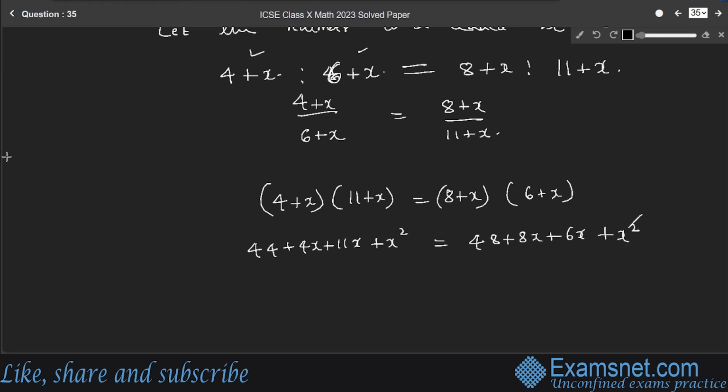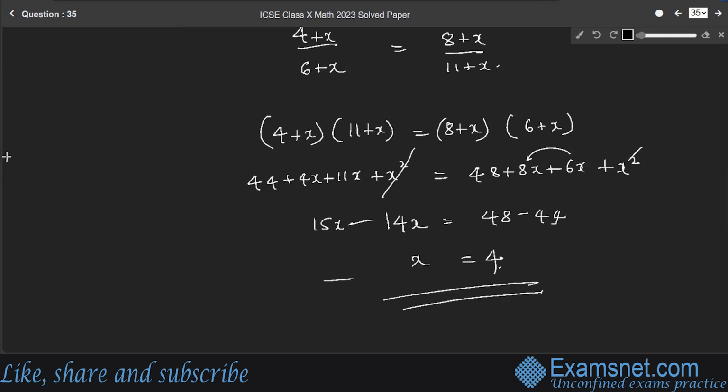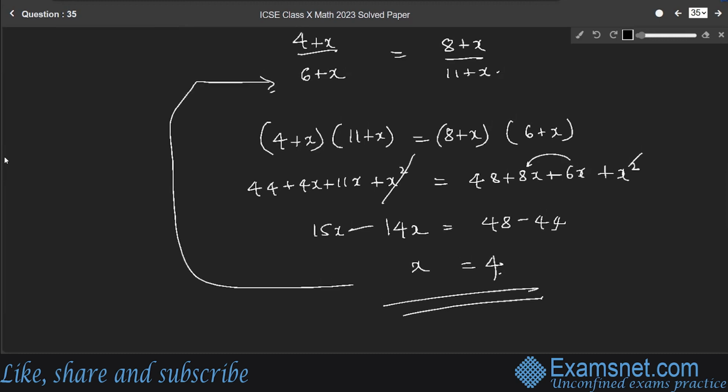We can cancel x square and x square here, right? So 15x. So take this 6x plus 8x, which is 14x. So it becomes minus 14x is equal to 48 minus 44. Therefore, x is equal to 4. Therefore, the number to be added is 4, right? You can verify the answer.